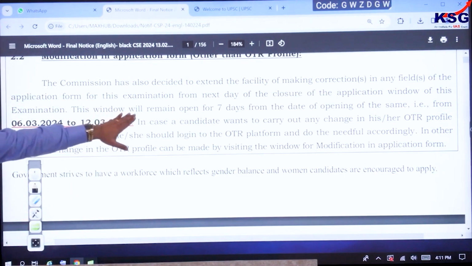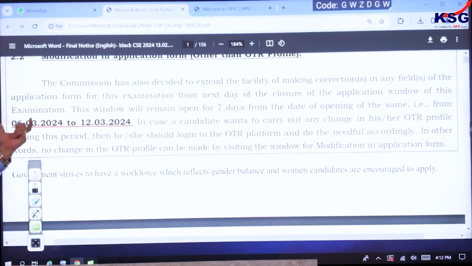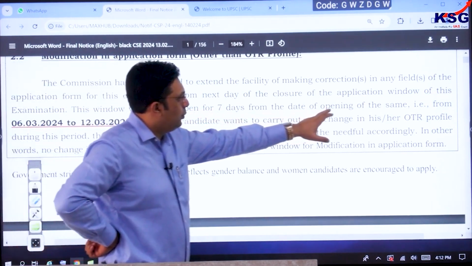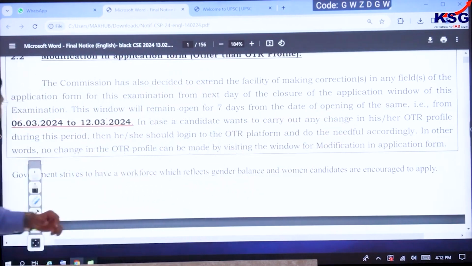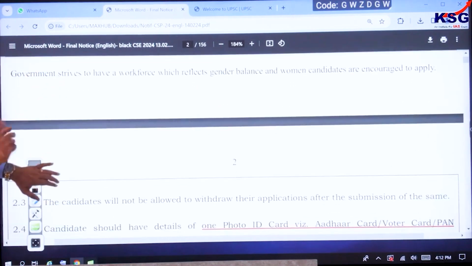so that window will remain open for 7 days basically जब भी उसकी last date आएगी. Let me repeat it once again, this window will remain open for 7 days from the date of opening of the same, that is from 6 March 2024 to 12th March 2024. So after the 5th March, if you are looking at the date, that is 6 to 12, that is for 7 days आप अपने फॉर्म में change करवा सकते हैं. But this is not the OTR.